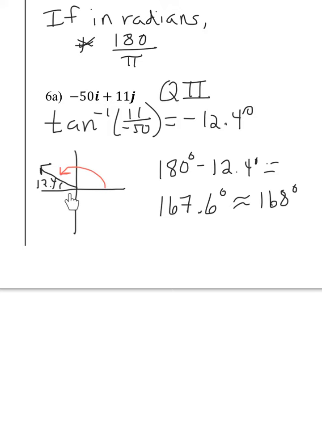So if you look over here at this diagram that I drew, this angle right here is actually this right here from the horizontal up 12.4 degrees. So what we really need is this angle right here to make sure that we are in the right quadrant. All right, so what we have to do is take 180 degrees and subtract 12.4 degrees. And that gives us 167.6 degrees or approximately 168 degrees if you're rounding.